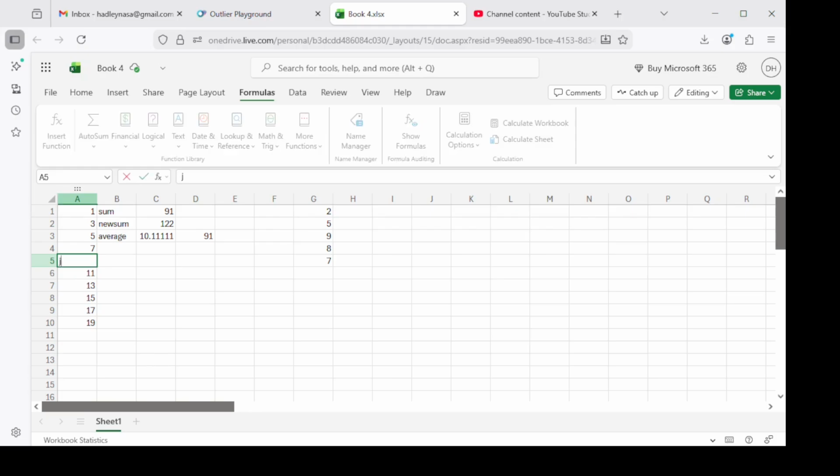Now, if I put in text, it's still going to be okay. The only thing that's not going to make it okay is if I put in a number like 0. 0 will change things slightly.